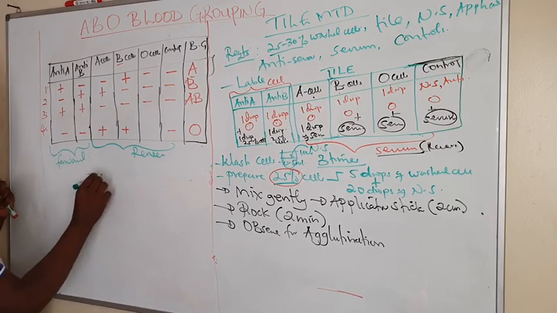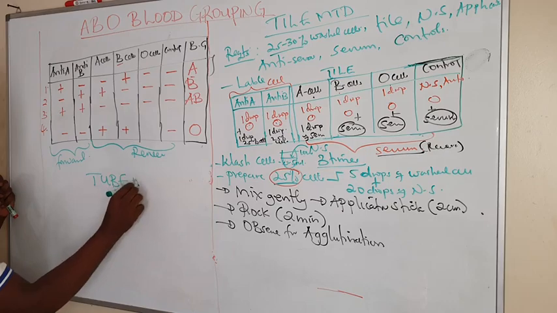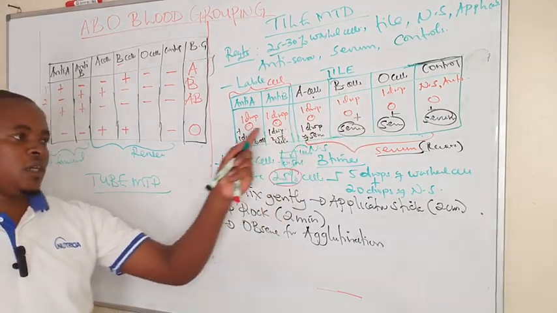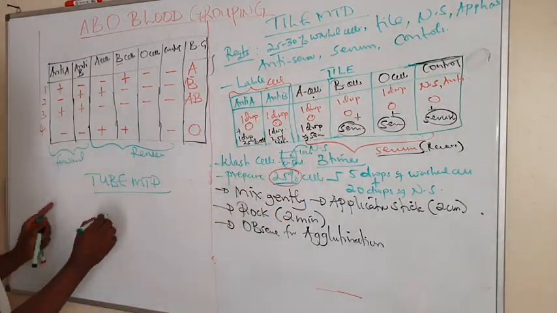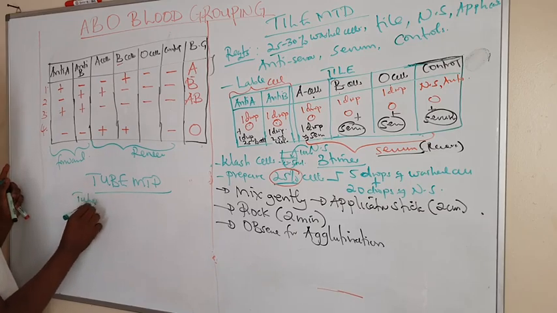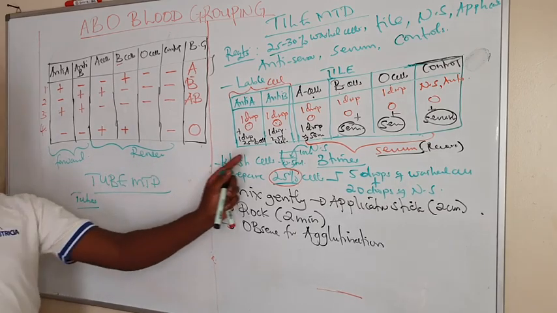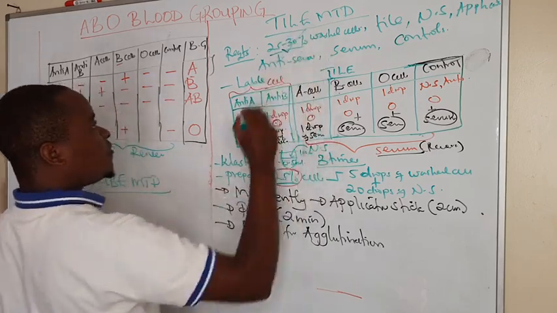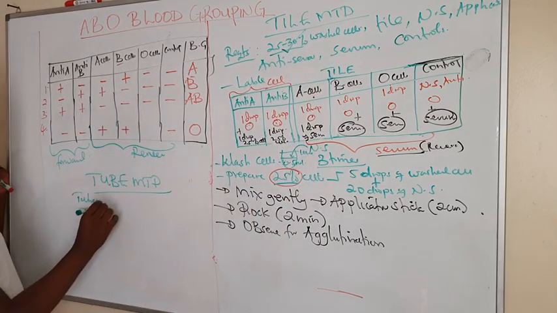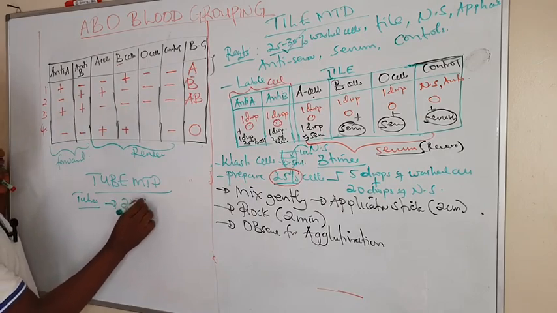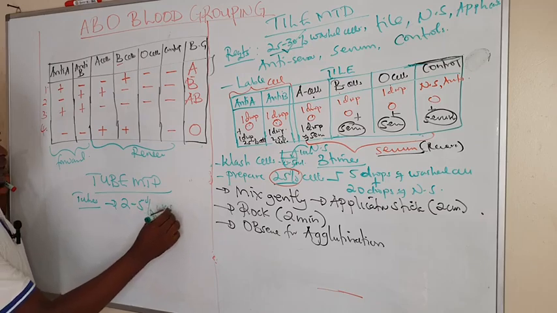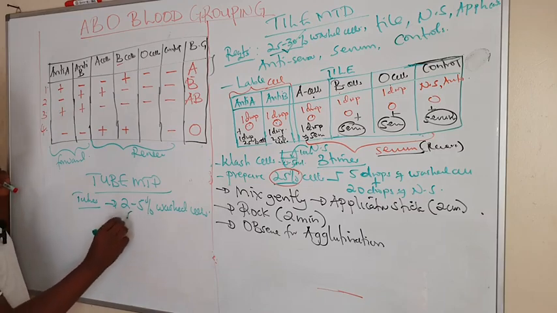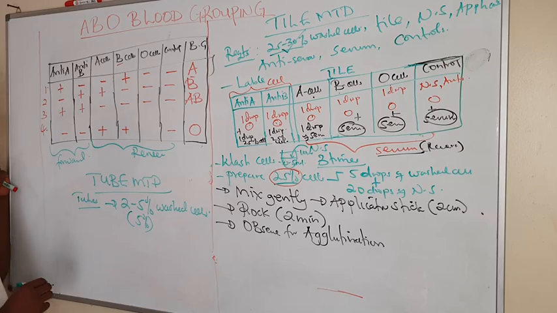So if we are using the tube technique or tube method, the difference is that with the tile method we use a tile, and here we are going to do the same thing using tubes. But another difference is that with the tile we use 25 to 30% washed cells, while under the tube method we use 2 to 5% washed cells. Preferably we prefer preparing 5%.